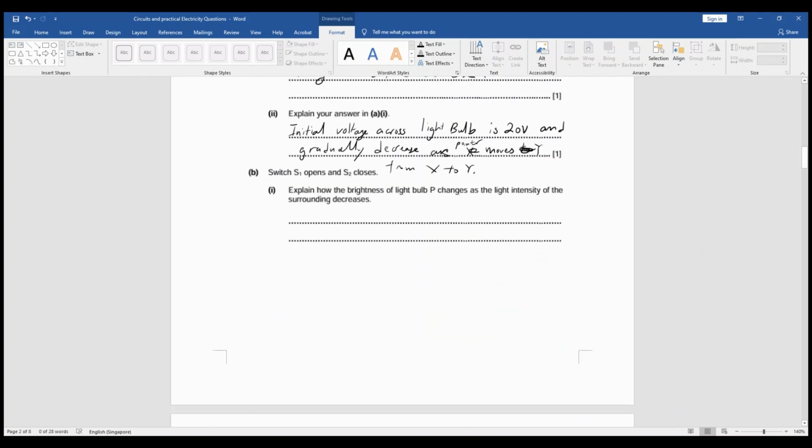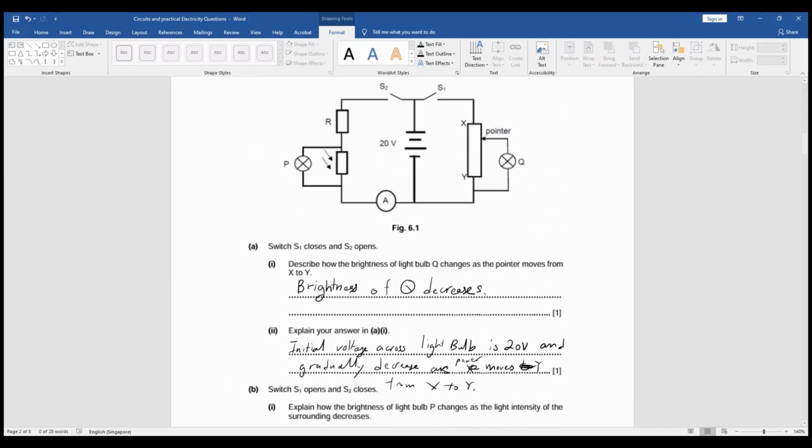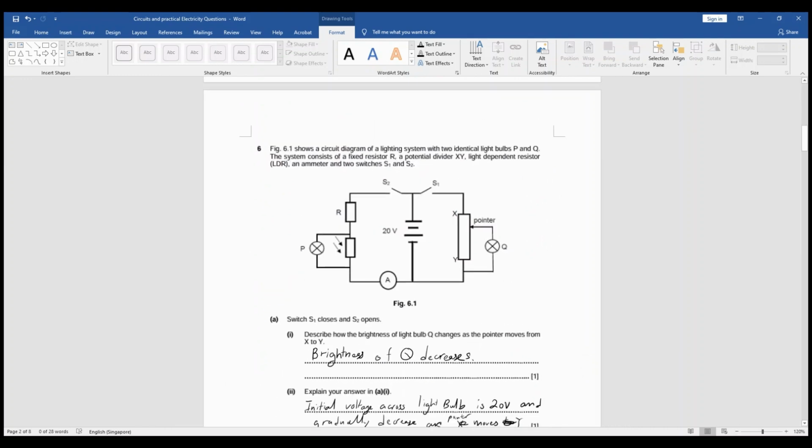Explain how the brightness of light P changes. B part 1. Explain how the brightness of light bulb P changes as the light intensity of the surrounding decrease. Oh, I think you all cannot see it. Let me decrease the magnitude.